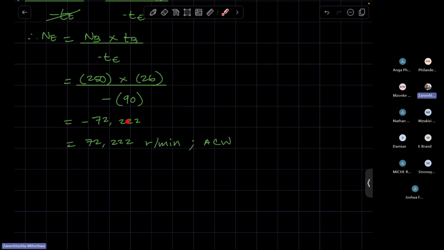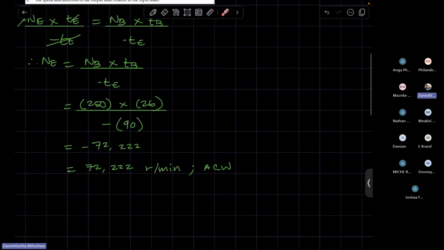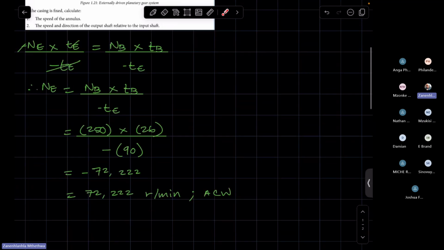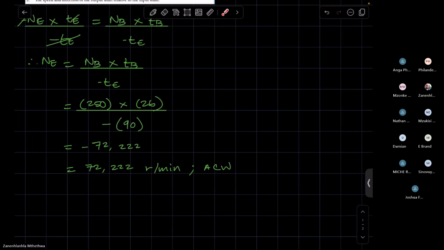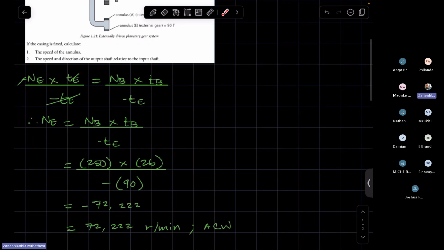So you do not leave your answers as just negative or positive. If your answer is negative, you then rewrite it and indicate the direction. Are we clear? Loud and clear, sir. Right. So for this particular case, once you've established the rotational frequency of the annulus.